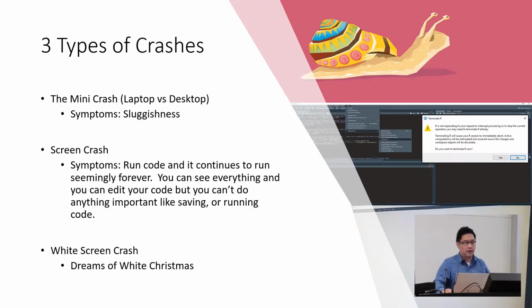Great. So what I've determined is that there are three types of crashes. Now, unfortunately, this is for Windows machines. The first is the mini crash. Basically, it just means it's slow, and you don't know why it's slow. I'll tell you how I figured this one out, by the way. The second one is a screen crash, which means that you see the screen.